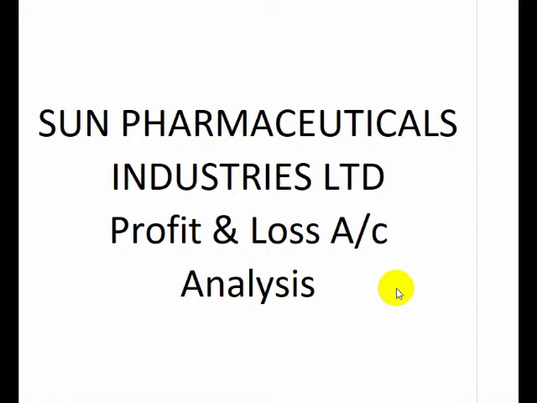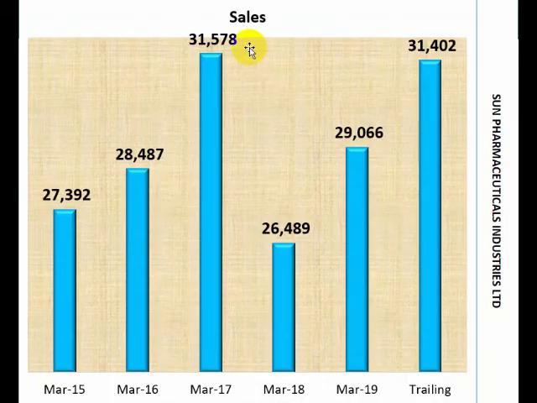Now, it is very important to understand all these three statements in detail. So let's begin the profit and loss account analysis of Sun Pharma. We'll begin with the sales and we'll look at the trend. The trend should be increasing every year.